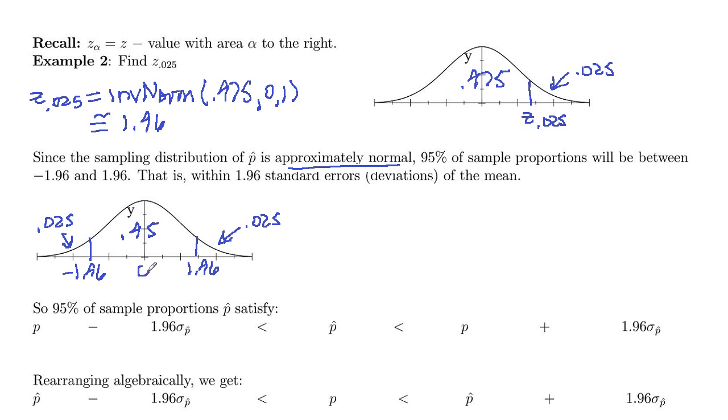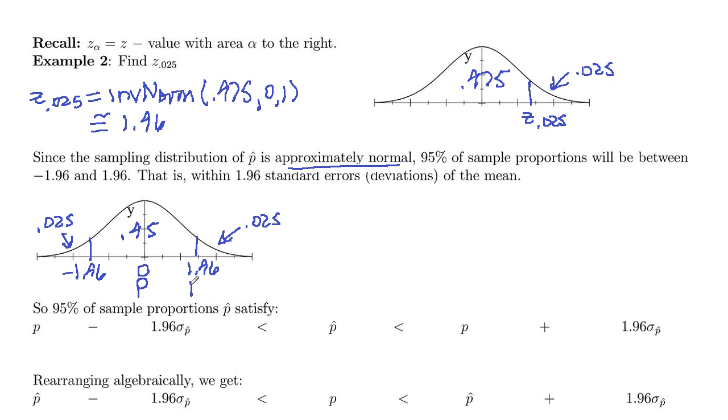And then z equals 0 is in the middle, and that corresponds to the mean of the sampling distribution, which is the population proportion. So what this is saying then is that for 95% of sample proportions, if you take the population proportion p here, add 1.96 standard deviations, sigma p hat is our standard deviation, and then subtract 1.96 standard deviations, then 95% of those sample proportions p hat are going to be between those cutoffs. That's what this diagram is saying.